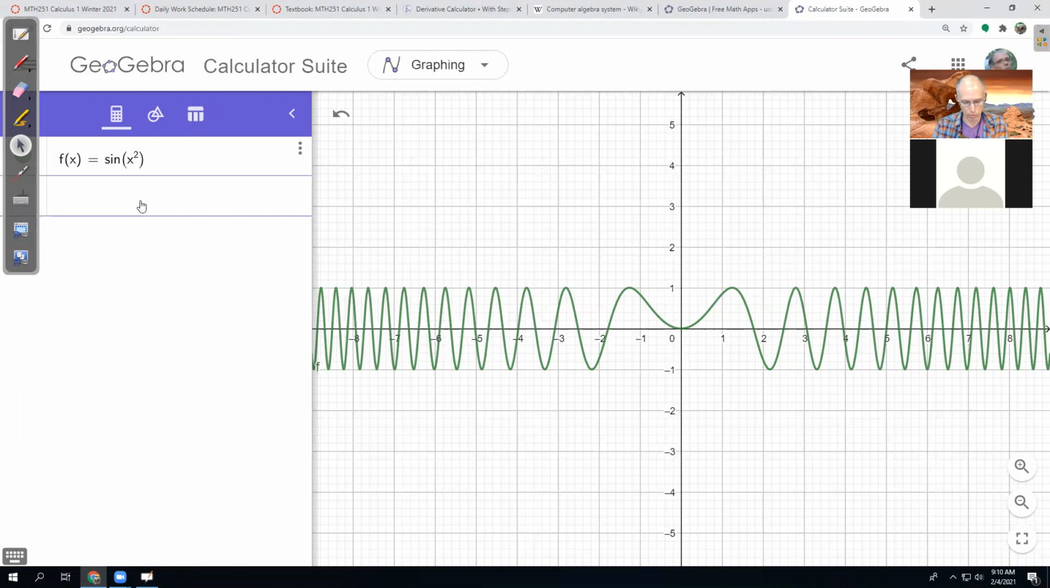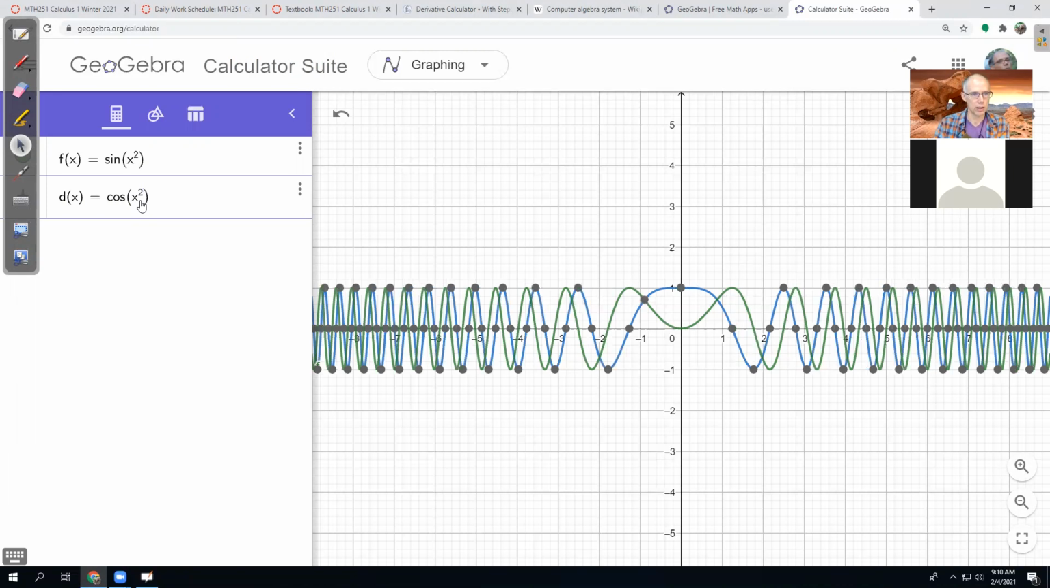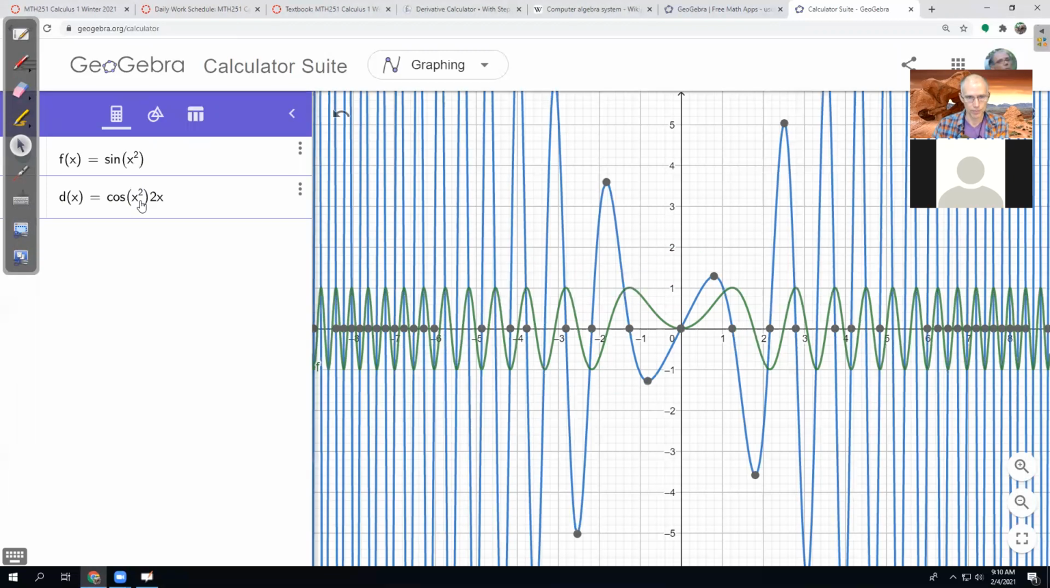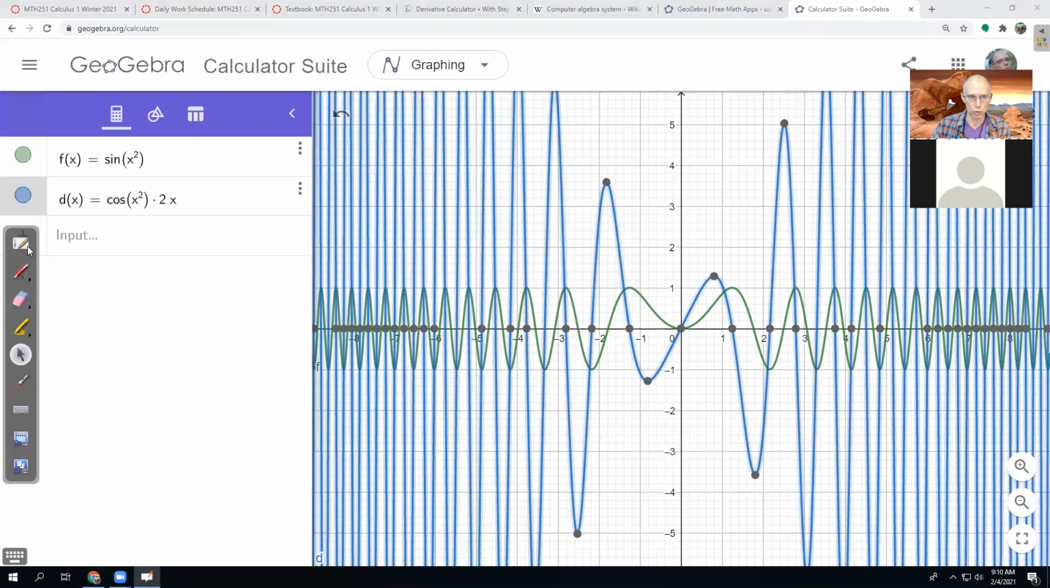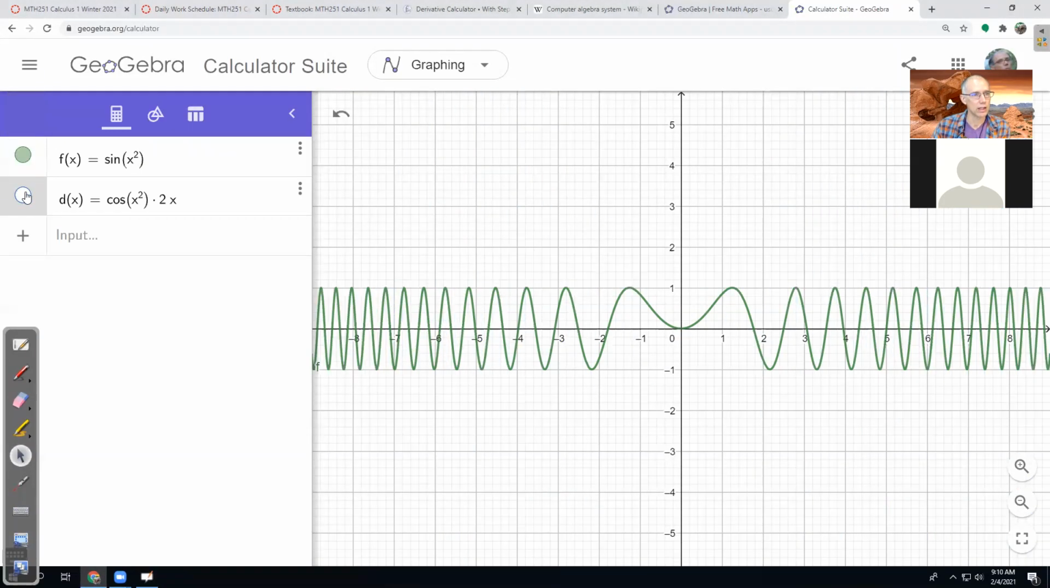And we think the slope function, let's call that d of x for derivative, is the cosine of x squared times 2x. And I don't really want to see it. It's kind of cool looking that way. All right, so I think that's my slope function, and I'm interested in the point 1, comma, f of 1.